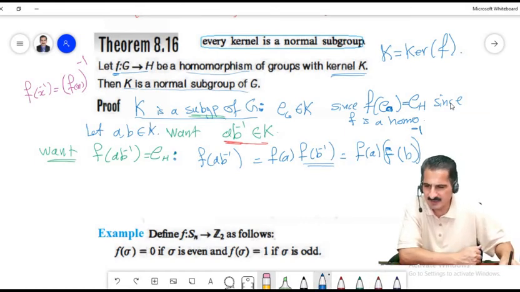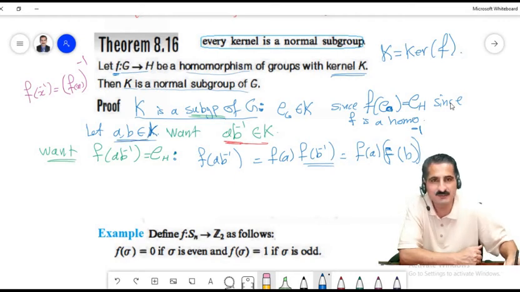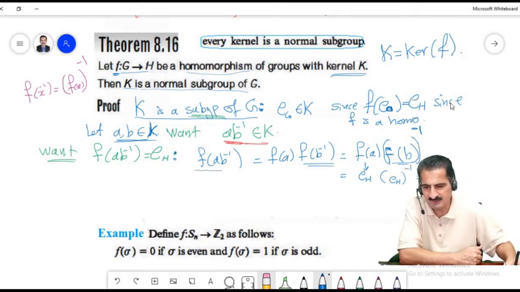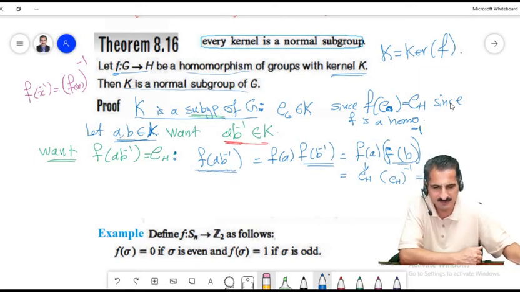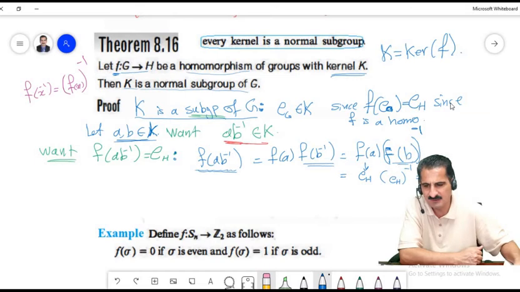Since a and b are in K, and K is the kernel, their images are the identity. So this equals the identity of H, and this equals also the identity of H. Now the inverse of the identity is the identity itself, and then we are done. We started with the image of a b inverse, and we showed it is the identity, so this is true.